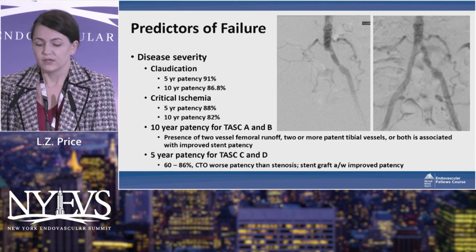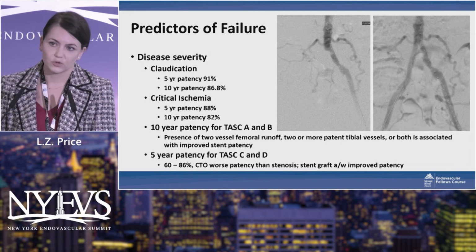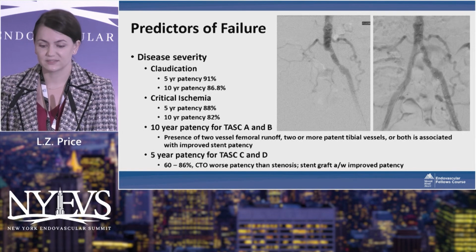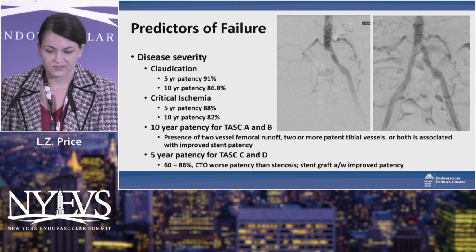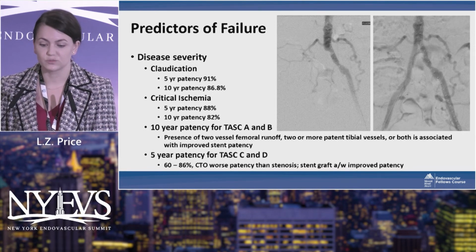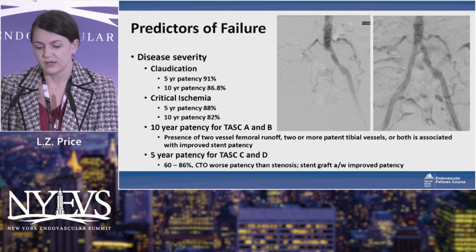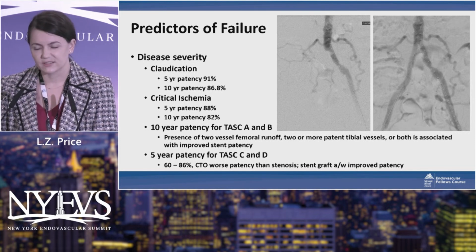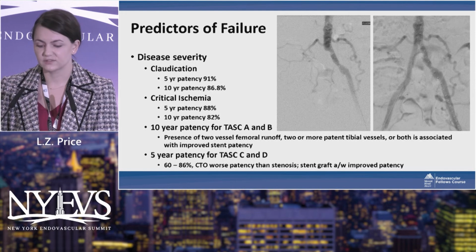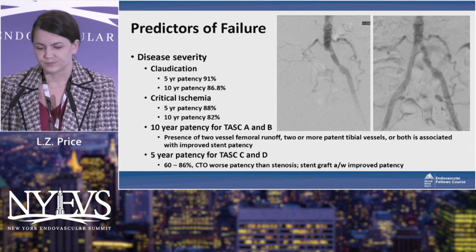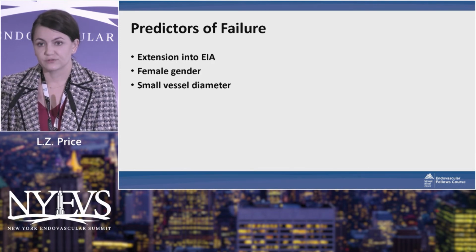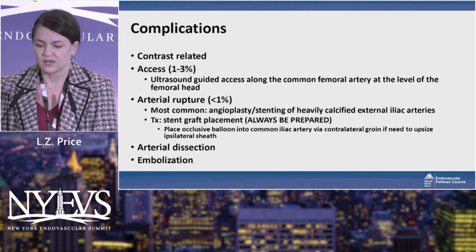Predictors of failure: the more severe your disease, the more likely you're going to have a decreased patency. So claudicants, you see here, and then that decreases as you move on to critical limb ischemia. Increased 10-year patency for Task A and Task B lesions, or if you have the presence of two-vessel femoral runoff, tibial patency, and both ideally. Other predictors of failure are extension into the external iliac arteries, female gender, and small vessel size.